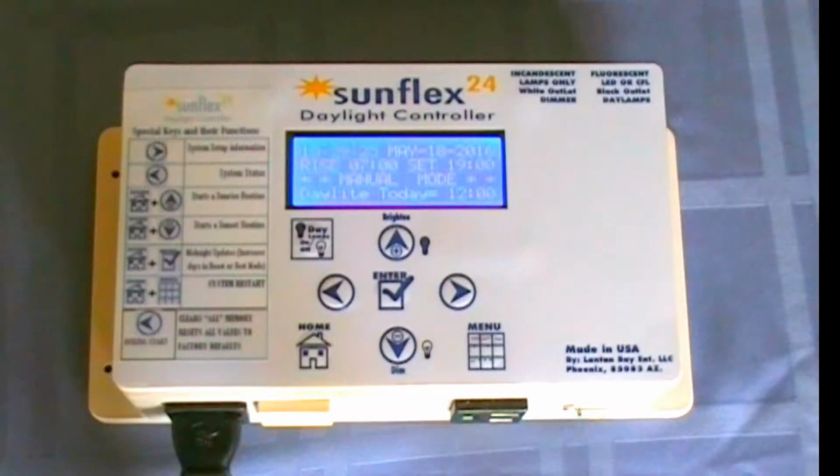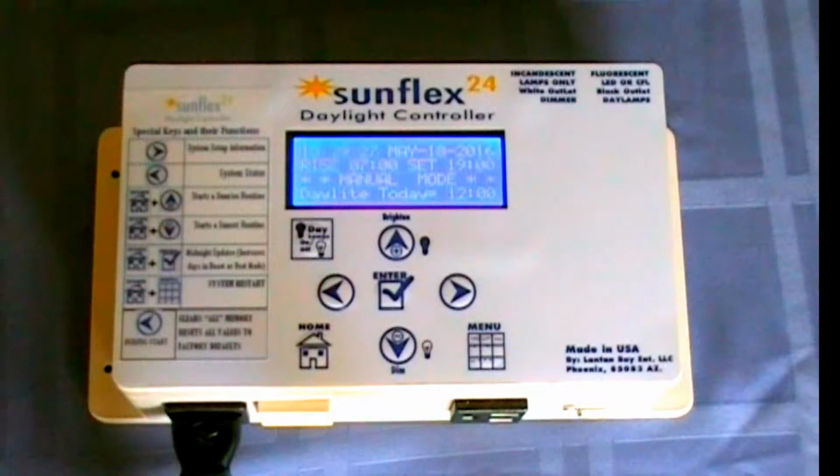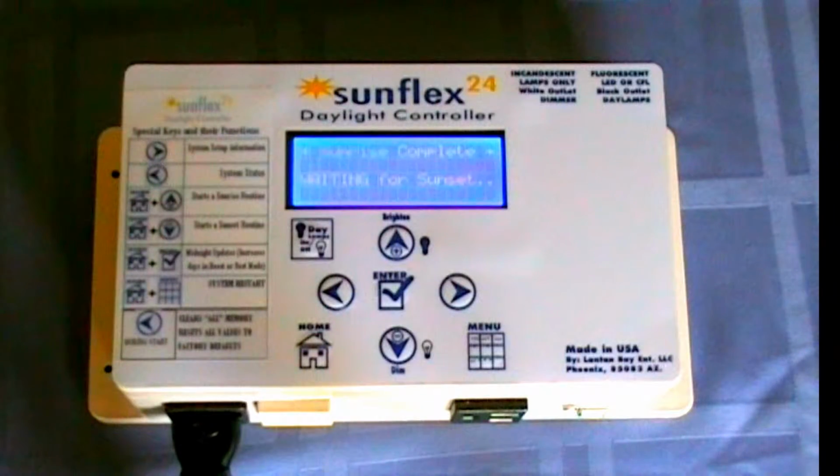Hello and welcome. By now you're wondering, what is a SunFlex24 daylight controller? It's a system used primarily by breeders to accomplish a multitude of scenarios. Most and foremost, to simulate an adjustable sunrise and sunset of your choosing.